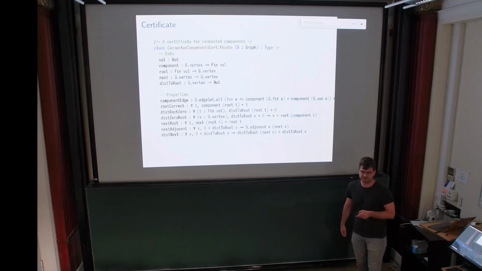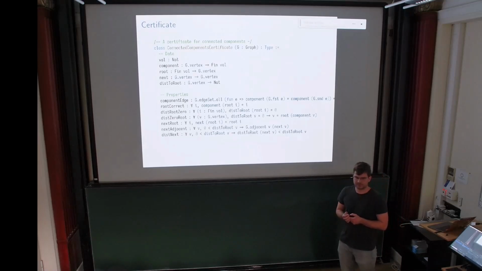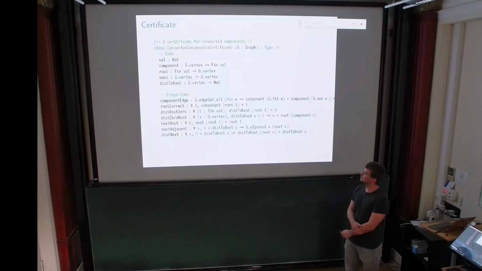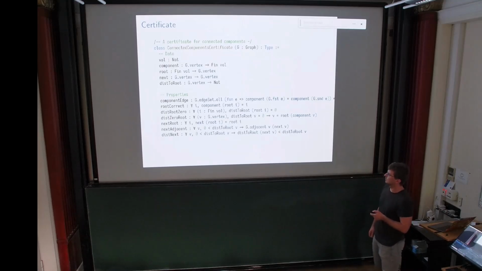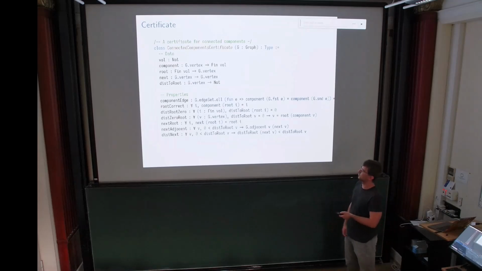Yes, there's a question. So you also need something that tells you for each vertex which tree it's in, right? Is that the component? Which tree? Yeah, that's the component, kind of. This is the component function. The component is the tree. So all of these properties are efficiently checkable.